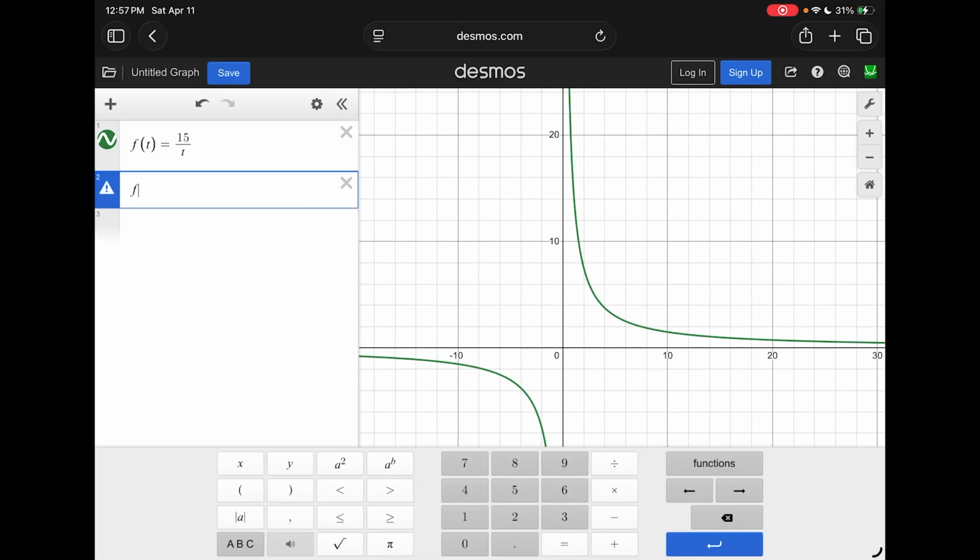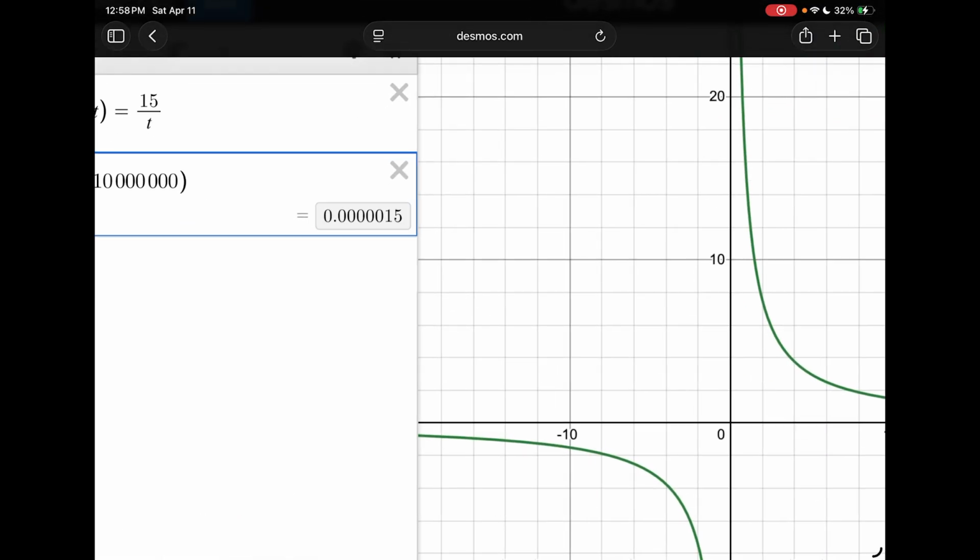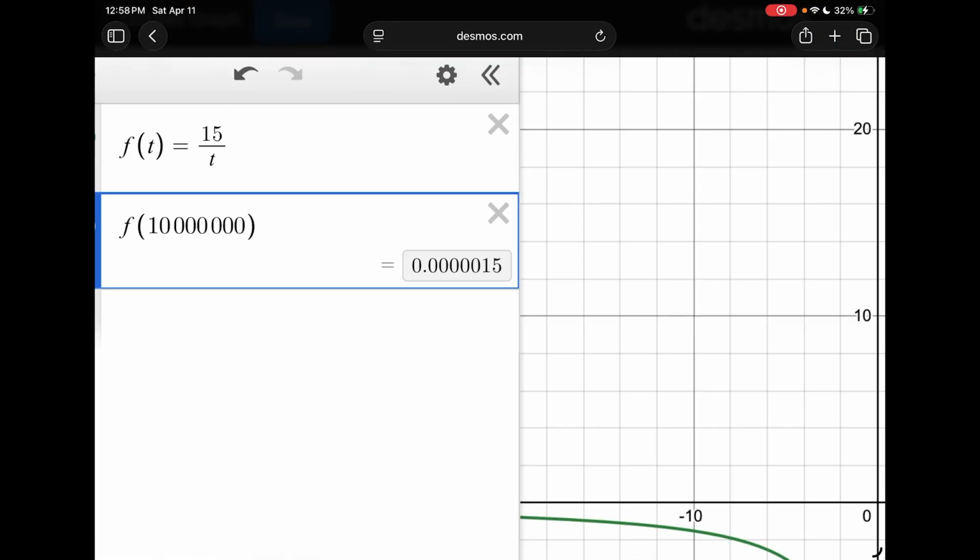f of 50. What is f of 50? You have 0.3. Okay, what about f of 100? 0.15. Now let's take it to the absolute extreme. 100,000. 0.0015. As you plug in bigger and bigger numbers, you get closer and closer to 0.